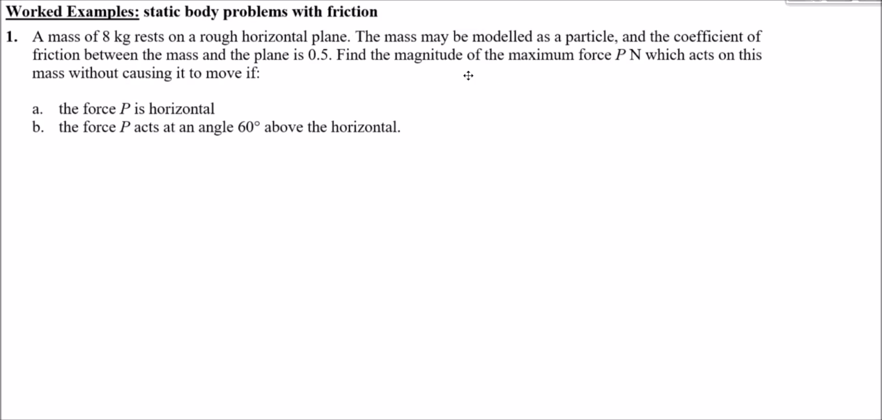So here we've got a mass of 8 kilograms resting on a rough horizontal plane. The mass may be modelled as a particle, and the coefficient of friction between the mass and the plane is 0.5. So find the magnitude of the maximum force P newtons which acts on this mass without causing it to move, if A, the force was horizontal, or B, if the force was 60 degrees above the horizontal. So let's consider this now in 2 separate cases. So let's consider case A, then case B.